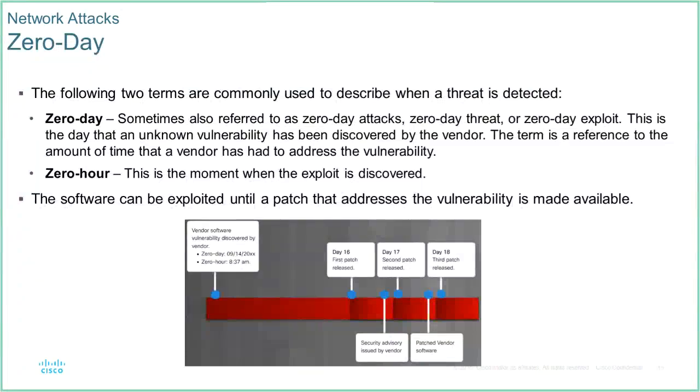So what is 0 day and 0 hour terms when we're talking about threats? So 0 hour is when the actual exploit is discovered, and 0 day is where the exploit is basically sent out. Okay, so they're kind of the same thing. So the day is the date that it's discovered, and the hour is the exact time that it is discovered.